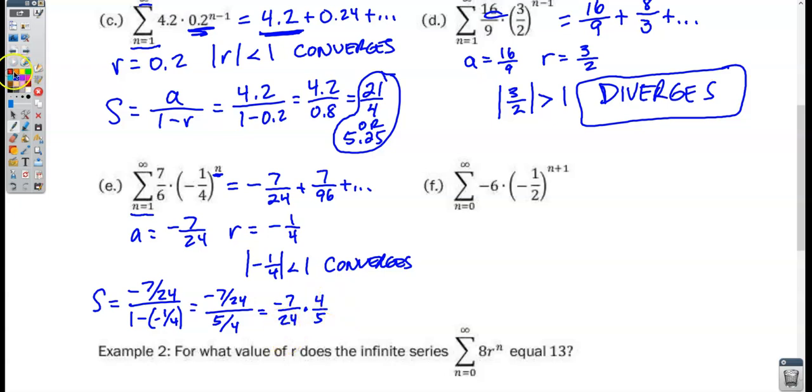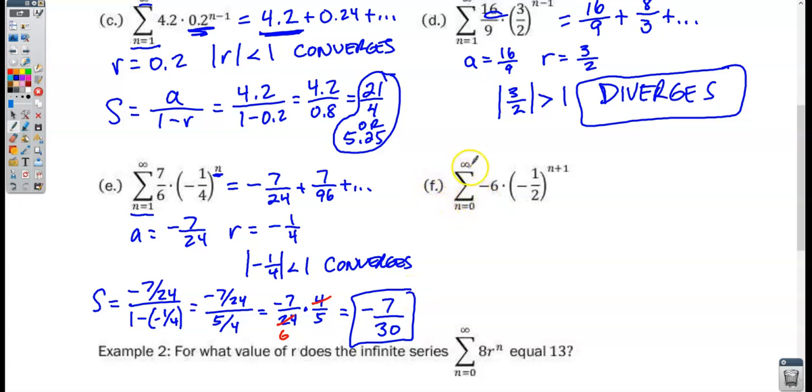Let's see, it gives me negative 7 over 30 as the sum of this convergent geometric series. All right, let's look at the next one.